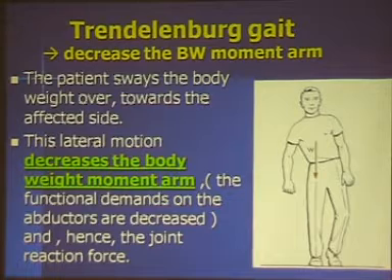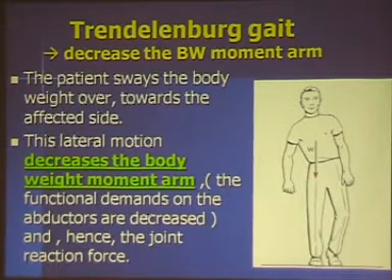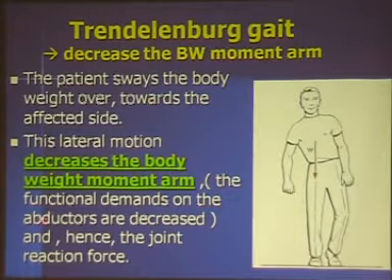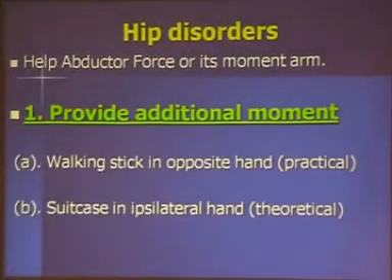When the patient has some pathology in his hip, when he leans over the diseased hip, what actually is done is decreases the body weight moment arm. As we said, either to decrease the body weight or to decrease its moment arm. So when the patient comes leaning a bit toward the diseased hip, it decreases the moment arm of the body weight. And then consequently to that, the functional demands on the abductors are decreased, and hence the joint traction force decreased. I'm sorry if I'm a bit quick.